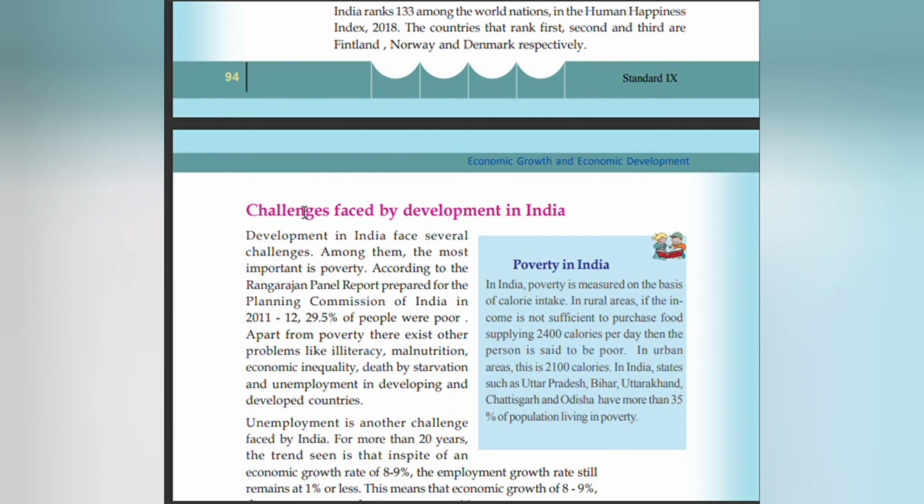Challenges faced by development in India. Development in India faces several challenges. Among them, the most important is poverty. According to the Rangarajan panel report prepared for the Planning Commission of India, in 2011-12, 29.5% of people were poor. Apart from poverty, there exist other problems like illiteracy, malnutrition, economic inequality, death by starvation, unemployment in developing and developed countries.